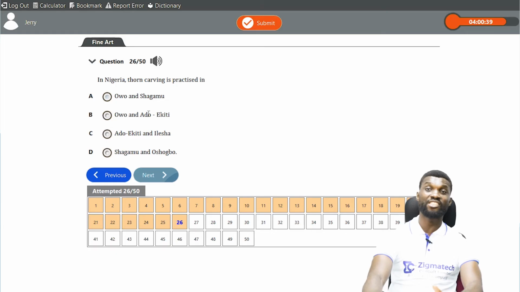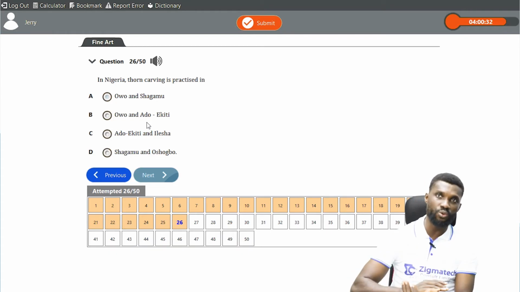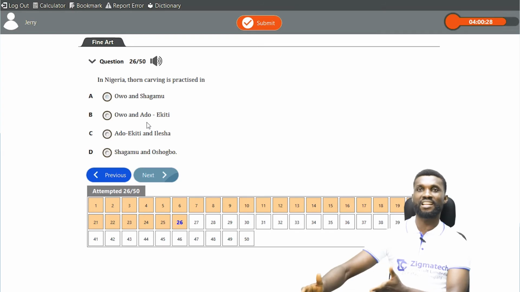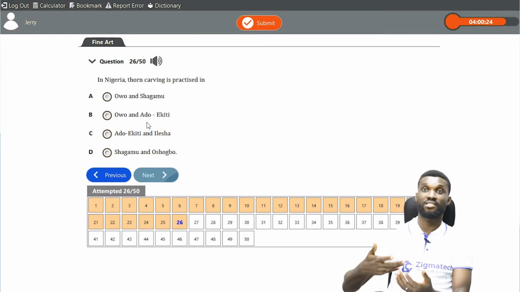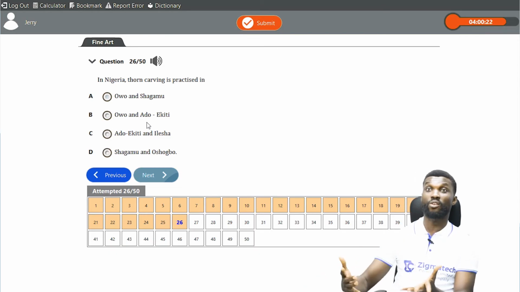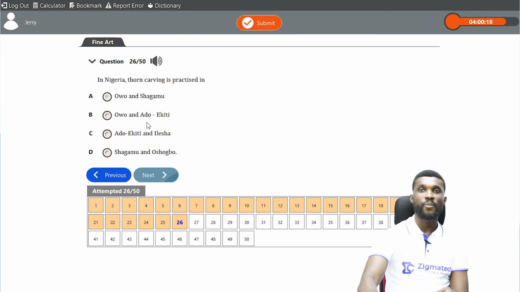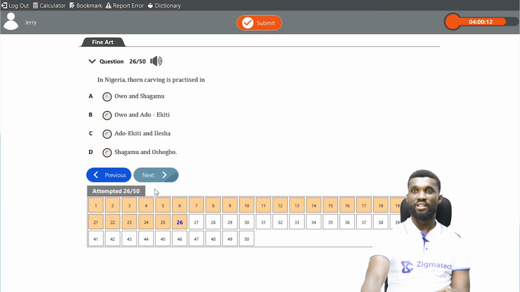So that's why you really just need to pay more attention in your art history. Read about the local traditional arts. Extend, if you can, to read a little more about Ghanaian arts and other African arts. We will talk about the Ashantis, to mention but a few. You read them, you can cover all this, to prepare yourself so that you'll be very prepared for the exams. All right. So our answer to question number 26 is what? Owo and Shagamu. All right.